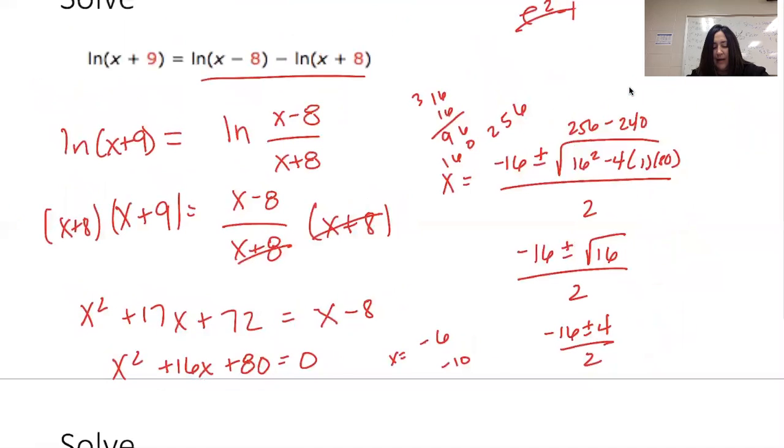Well, if we go back up and look, if you plug in negative 6, we're going to get a negative number in here. That one's not going to work. If you plug in negative 10, it's not going to work. So in this case, we did a lot of work and we have no solution.